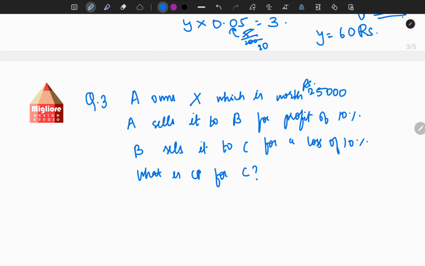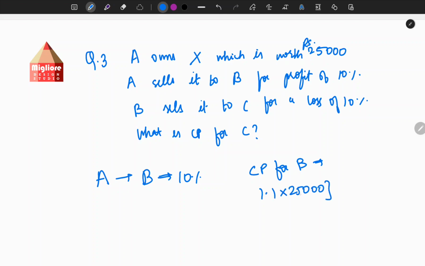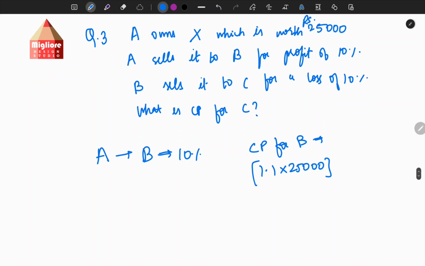So in this question we know that A is a person who owns X and X is worth 25,000 rupees. So A originally bought X for 25,000 rupees. Now A sells it to B at a profit of 10%. So basically CP for B would be 110 into 25,000. So this is your cost price for B.